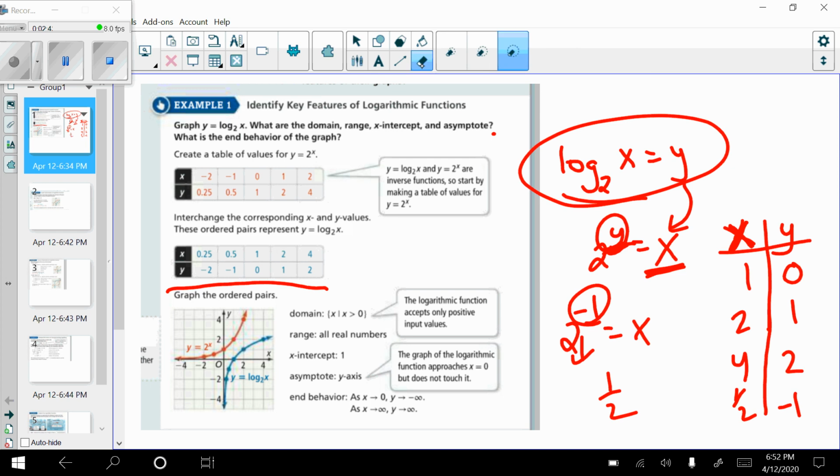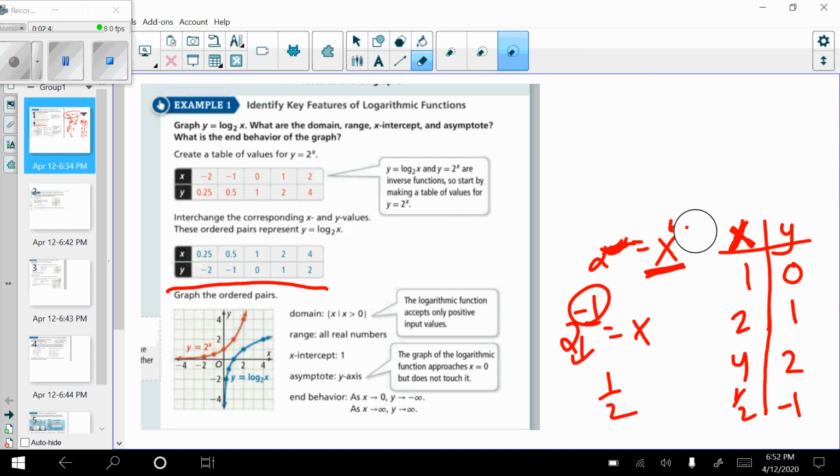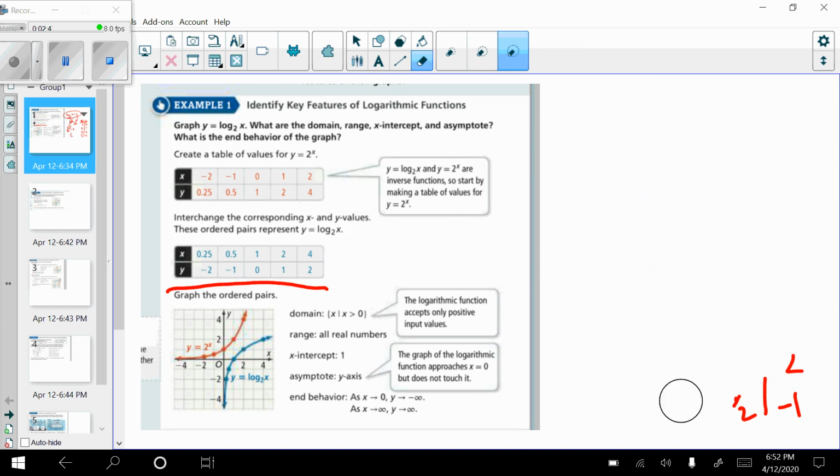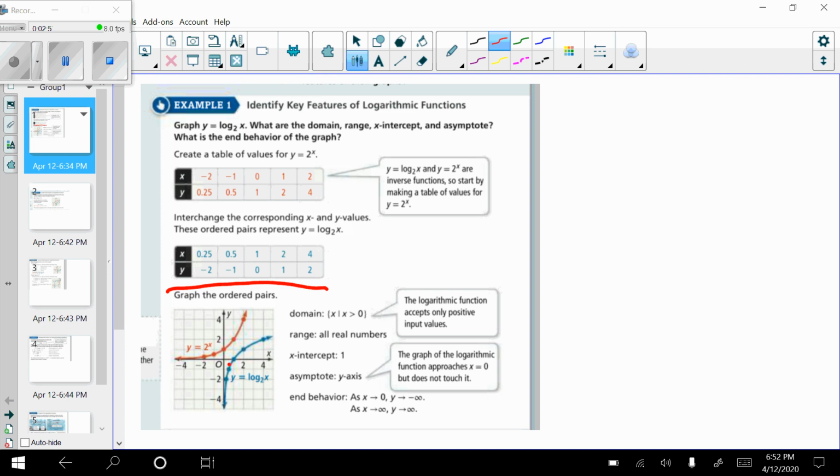And then the other things we need to talk about are the domain. Well, if I look at this graph, does this thing ever stop going left or right? It looks like it does. This is the graph we're talking about. If you look at it, it looks like it just keeps on going down.